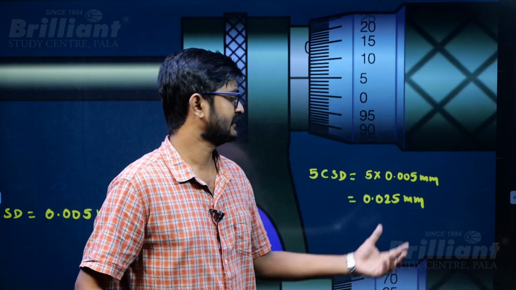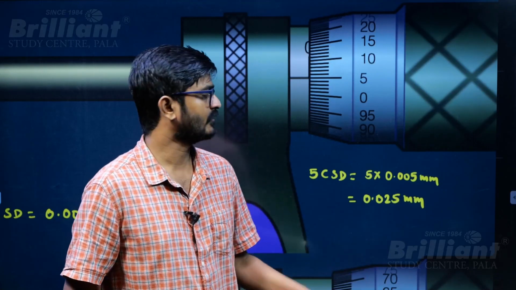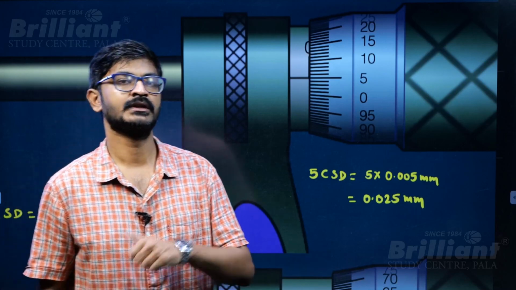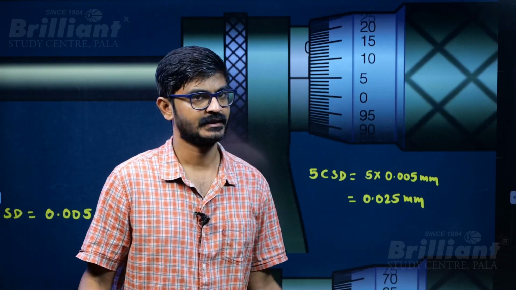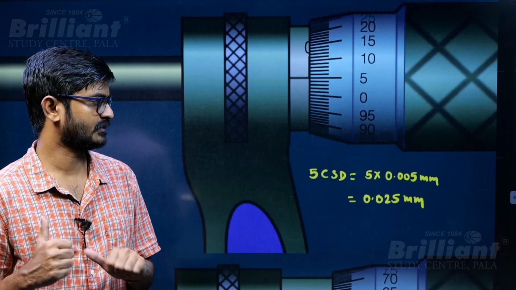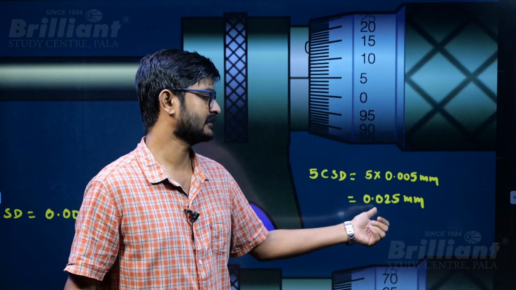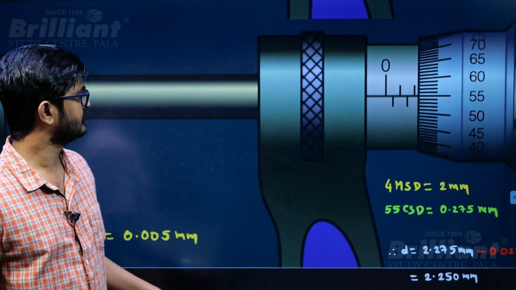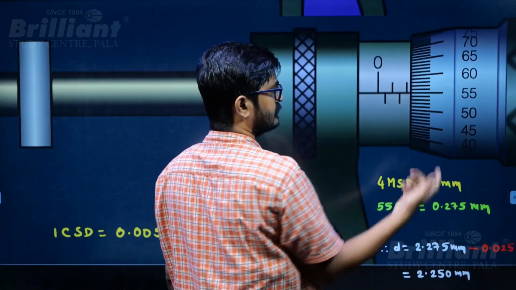What does that mean? This is not the right value. If I want to get the right value, I have to subtract this much value. We call this kind of error a positive error, and we have to subtract some value to get the right answer. We call it a positive error and we have to subtract this much value to get the right answer. Now again I am putting the same object here and it is showing 55 circular scale divisions.